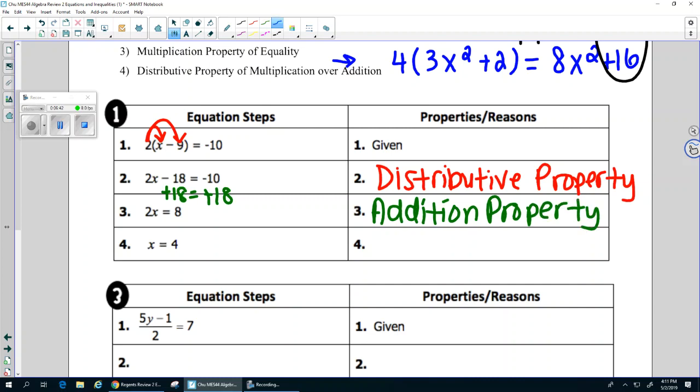And then step 3, I have 2x equals to 8, but in step 4, I only have x equals to 4. So I must have divided both sides by 2. And since I am dividing, this is the division property.